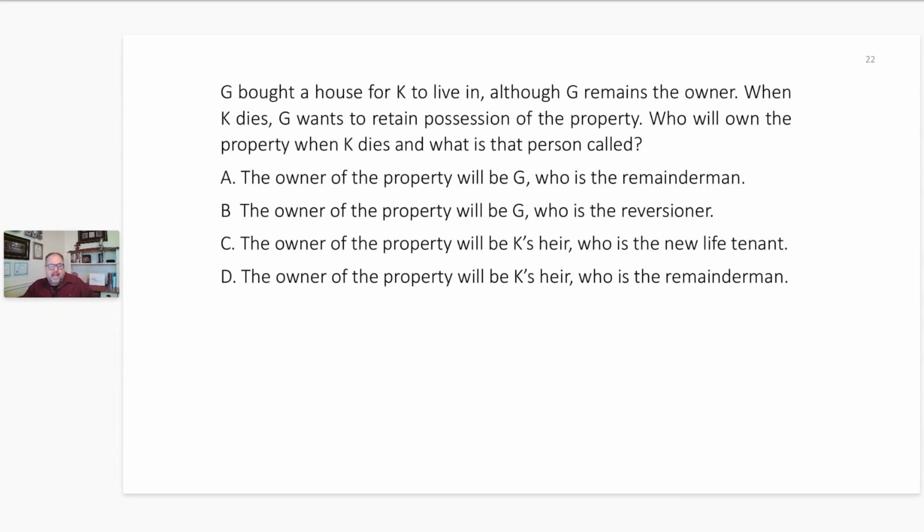So G bought a house for K to live in. Although G remains the owner, when K dies, G wants to retain possession of the property, wants the property to come back. Who will own the property when K dies and what are they called? So the property is going to go back to G, who is called a reversionary or a reversioner. Okay, very good. Is everybody clear on this? We good? Give me a thumbs up. Everybody's good so far? We all good? All right.